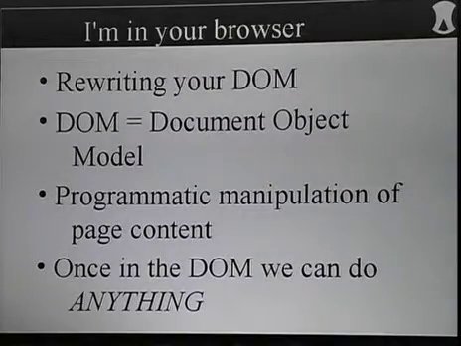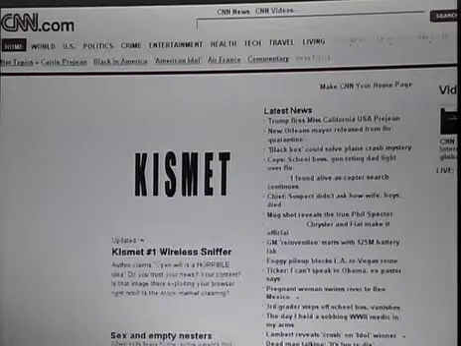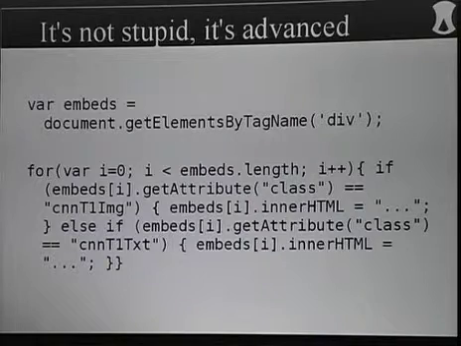So I'm in your browser rewriting your DOM. What did we get? Document object model, programmatic manipulation of the page content. We can do anything we want once we get a little piece of JavaScript hooked in. So look for everything named div, look for everything with the CNN T1 image class, replace that. Look for the CNN T1 text, replace that. Programmatically rewrite CNN or whatever.